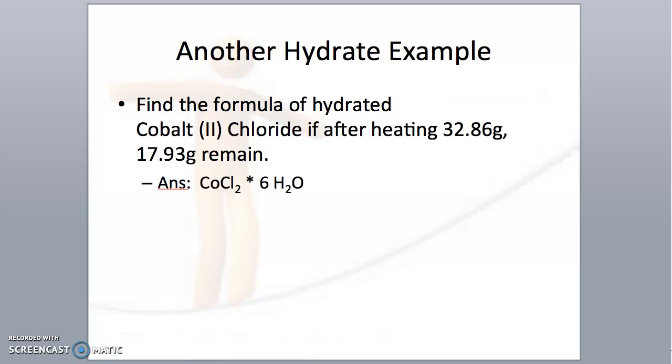This is a very common exam question, so here is another practice problem with the answer provided. Make sure you can do these on your own before your first exam.